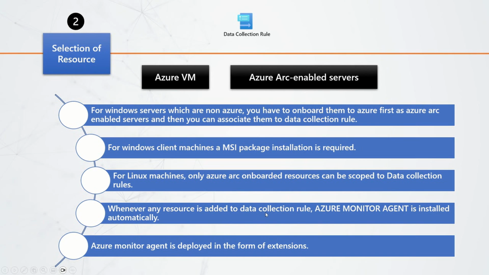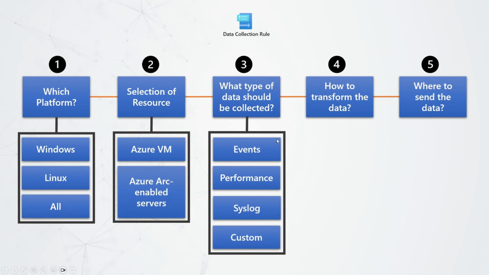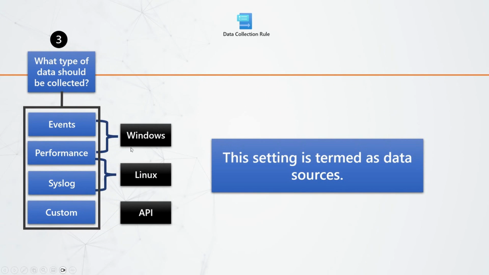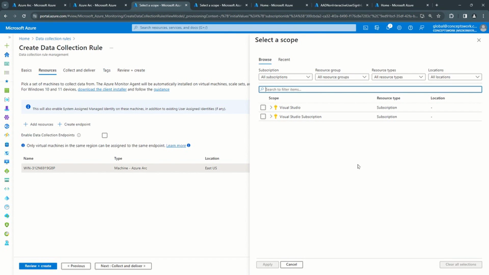Okay. Now let's talk about the third part, which is more related to what type of data should be collected. As I've shown you before, if you select Windows as an option, then you will get the option to choose events and performance. If you choose Linux, then you will get performance and syslog. And this setting is also termed as data source setting.